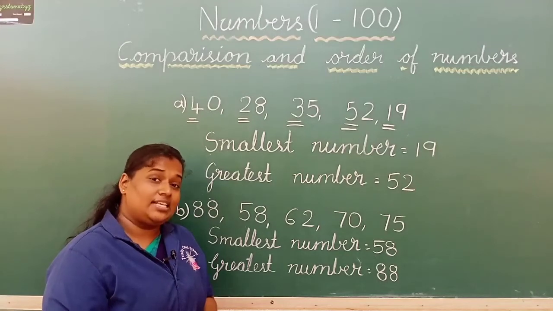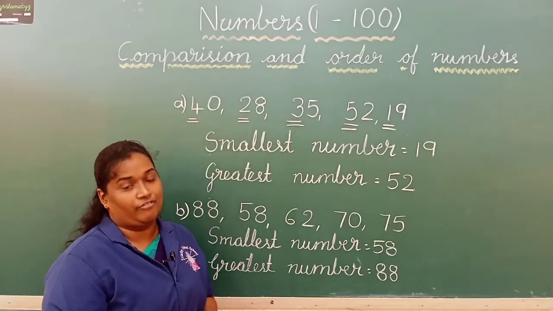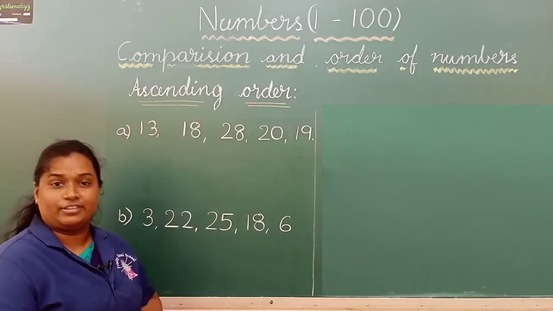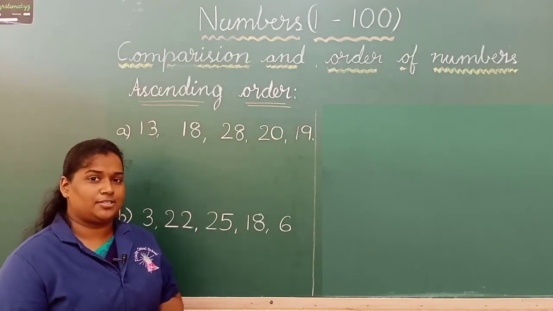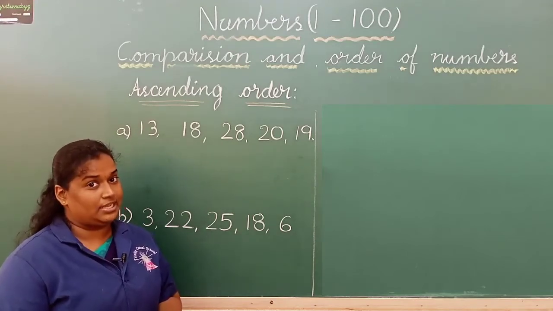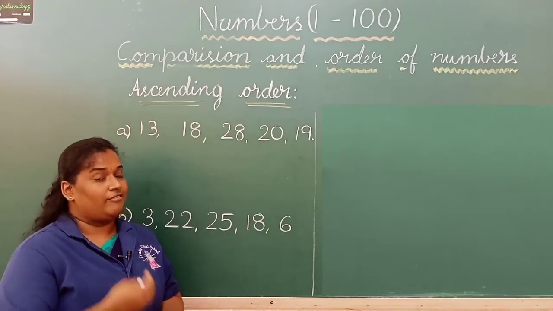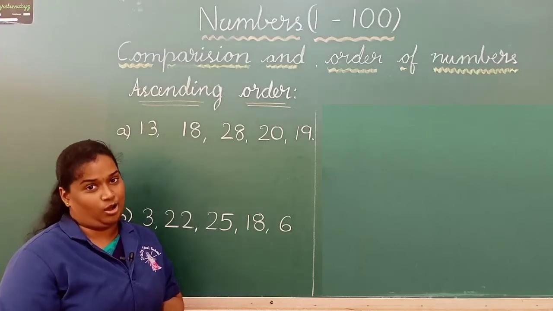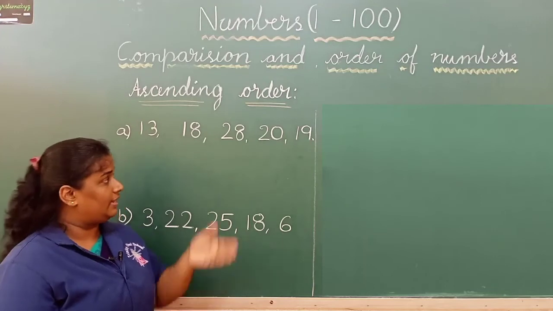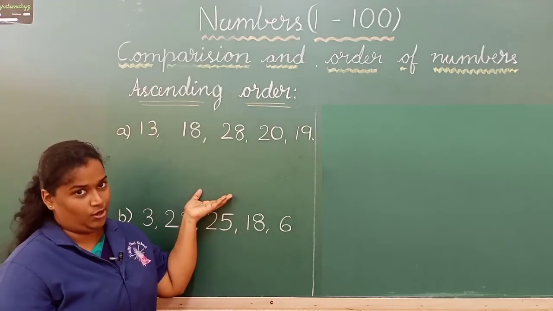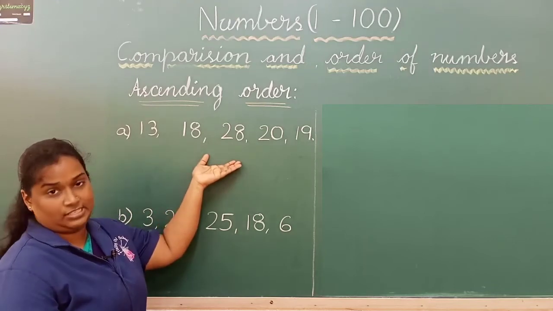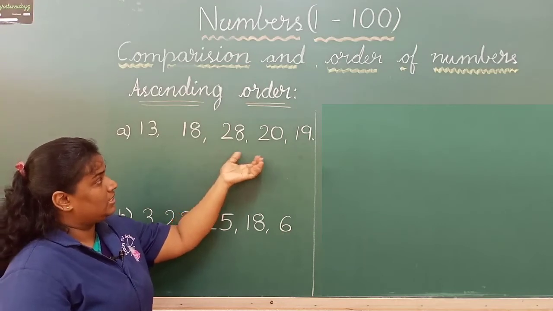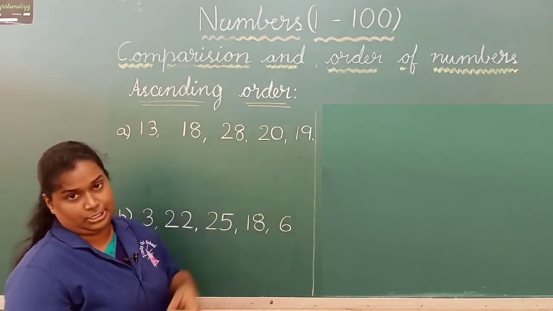So let us learn ascending and descending order of numbers. First, let us see ascending order of numbers. What do you mean by ascending order? Yes, writing numbers in increasing order, that is from smaller to greater number, is called ascending order of numbers. So let us write the given numbers in ascending order. Look at the numbers in the first question: 13, 18, 28, 20 and 19.